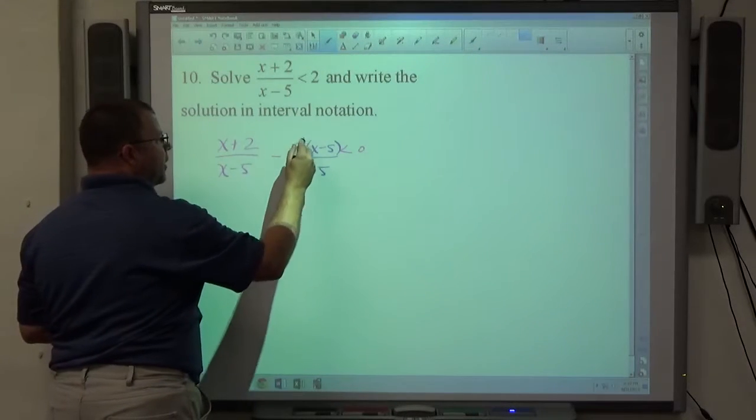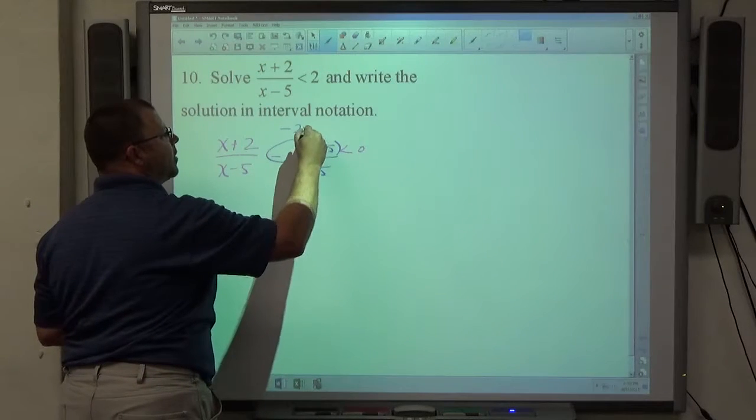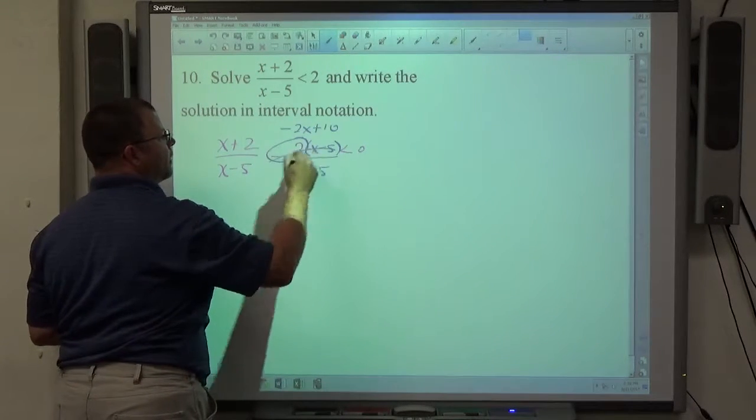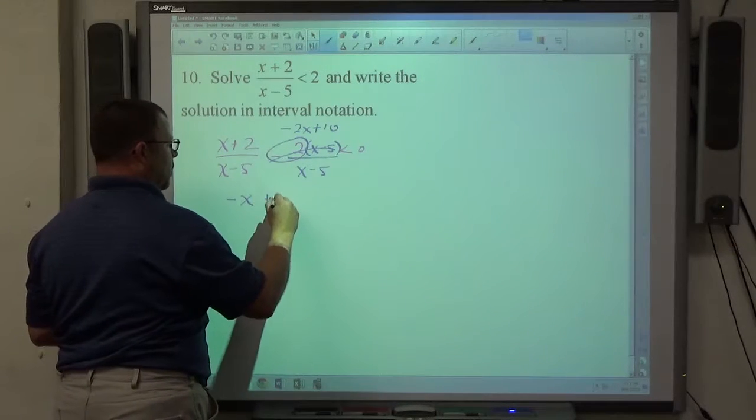When I go to simplify the top, this expression here is negative 2 times that stuff, so I actually get negative 2x plus 10 out of this. x minus 2x makes negative x. 2 plus 10 makes plus 12.